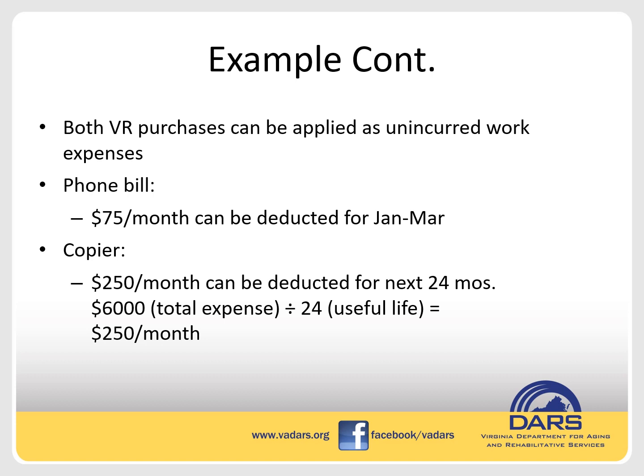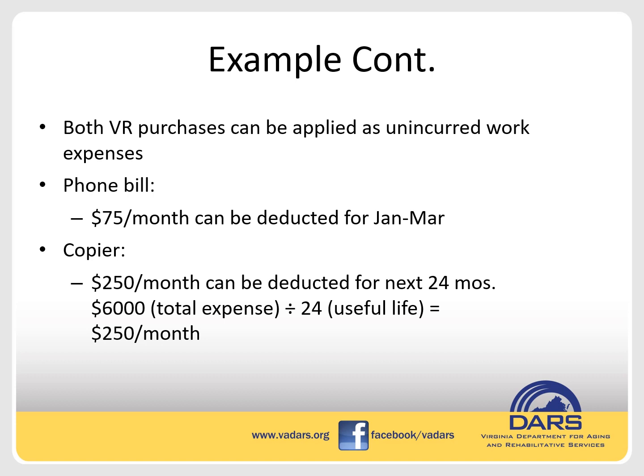They're going to take the total expense, which we said was $6,000. That's the total amount that VR paid for, divided by the number of months that have been determined in the copier's useful life. That's the amount of months she's going to be able to get out of it. The result is $250 a month. Okay, that's how they come up with how much they're going to deduct every month for those big ticket items. It's value divided by the number of months of the item's useful life to determine how much monthly is going to be deducted in unincurred business expenses.